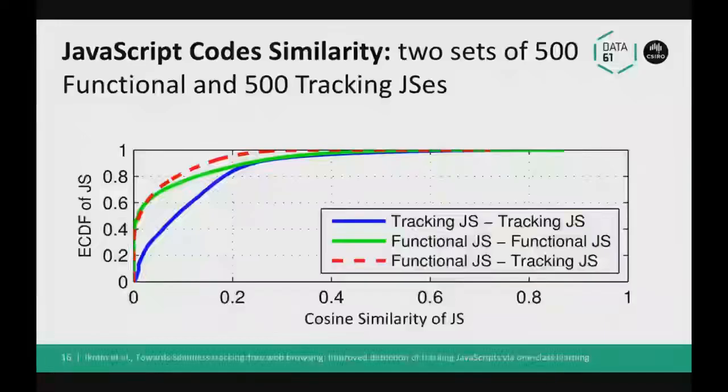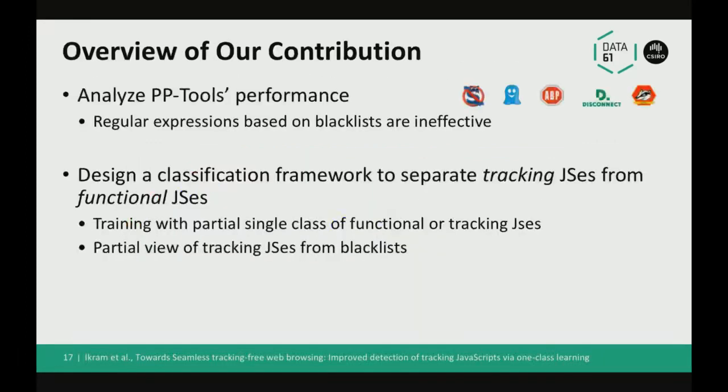In order to show you the similarity of tracking JavaScript and their dissimilarity with functional JavaScript, and to test whether our statement is plausible, we look into the intra-similarity and inter-similarity of tracking JavaScript and functional JavaScript. In this probability distribution of the cosine similarity matrix, we can see that tracking JavaScripts are similar to each other and distinct from functional JavaScripts, which is shown in the red curve.